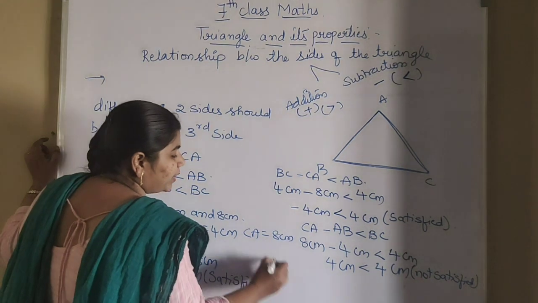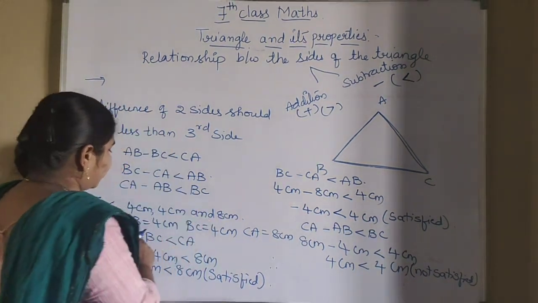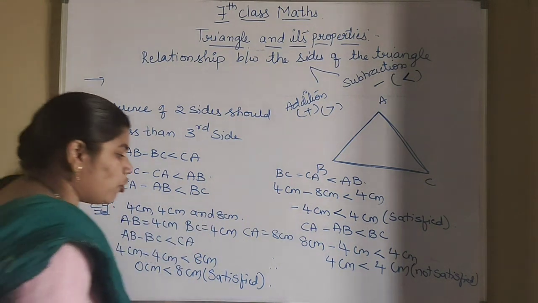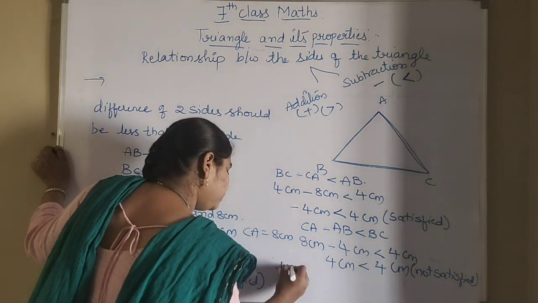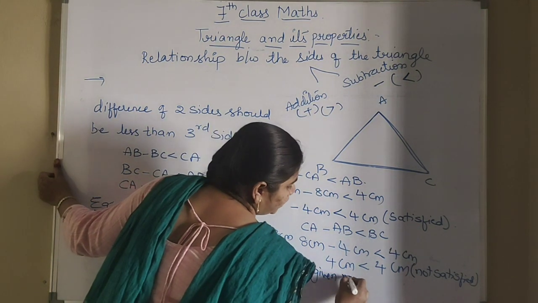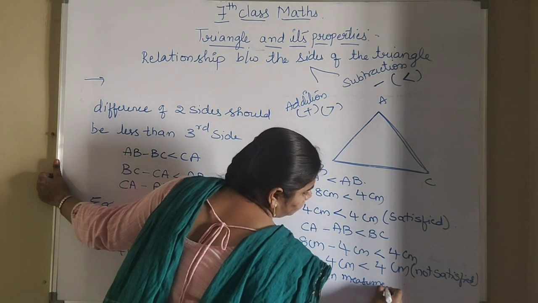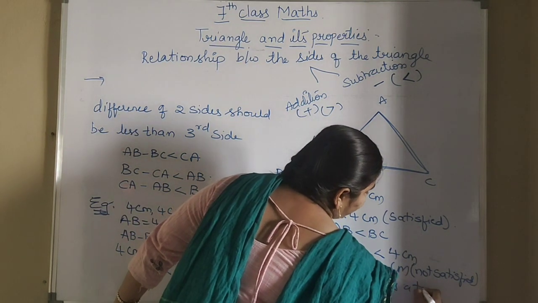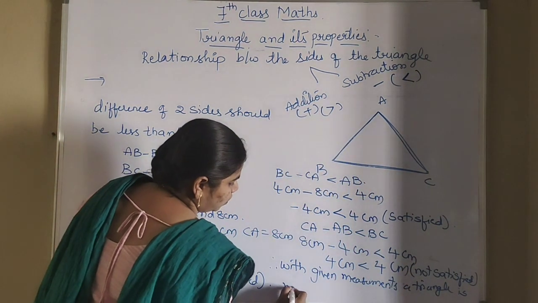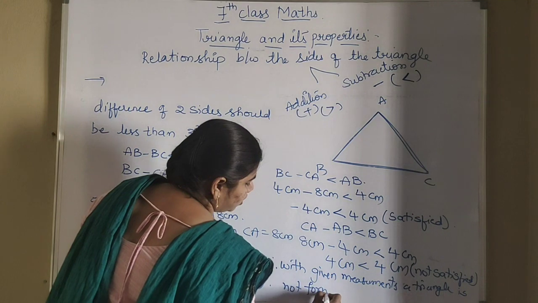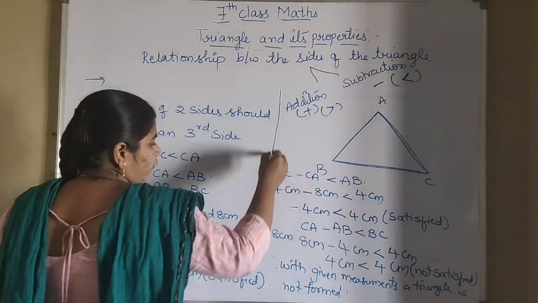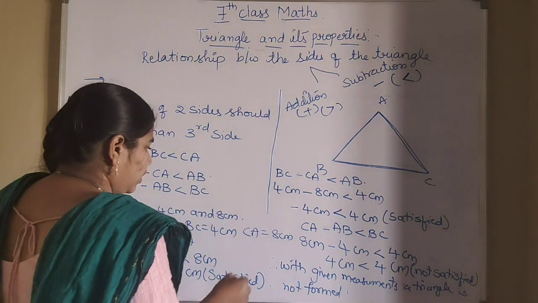That means from the given values, a triangle is not formed. Therefore, with the given measurements, a triangle is not formed. So this is about our introduction part, what we have learned in earlier classes.